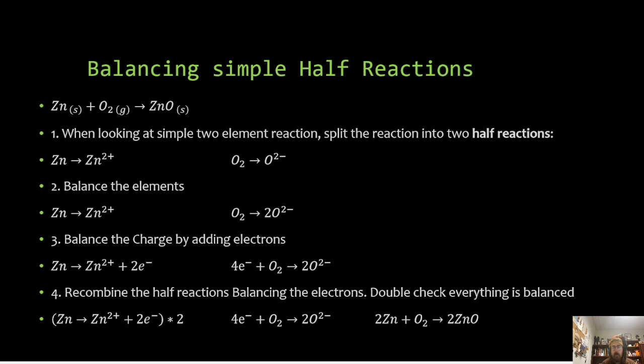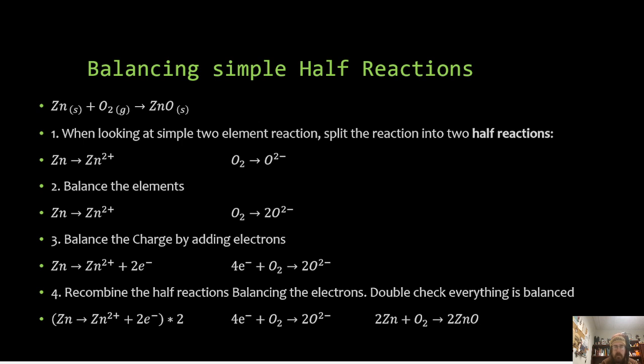So now we need to figure out the way to combine these together so the total number of electrons are the same. So we have 2 electrons in the zinc reaction and 4 electrons in the oxygen reaction. Basically the only way to combine this is by having 4 electrons lost and 4 electrons gained.